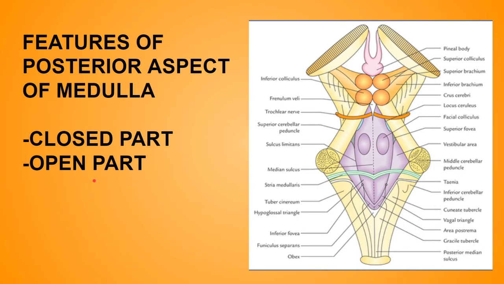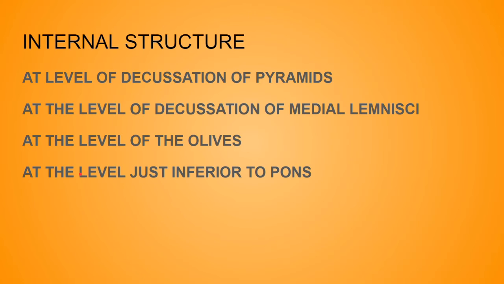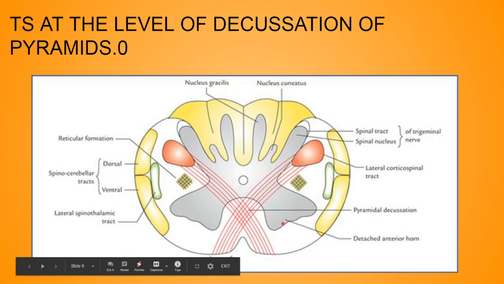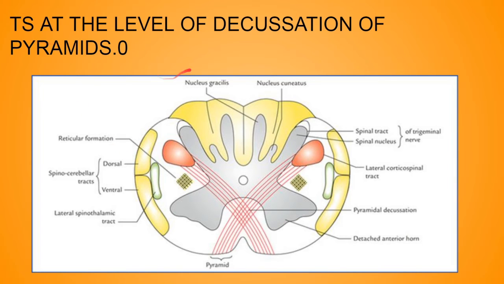Now to see the internal structures of the open part of the medulla oblongata, we will do a transverse section of it at mainly 4 places: at the level of the decussation of the pyramids, where the pyramids were decussating in the anterior part if you remember, then at the level of the decussation of the medial lemnisci, at the level of the olives, and at the level just inferior to the pons. Now first of all, the transverse section at the level of the decussation of the pyramids. When we cut the medulla oblongata at this level, we will be able to see some features like this.